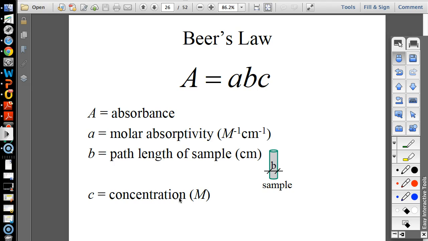B is the path length. It's usually 1 centimeter, not always. And then C is the concentration. And this is on your yellow sheet for the AP exam, and they like this. So here, notice B is the path length through the cuvette. That's the little thing with the lid.